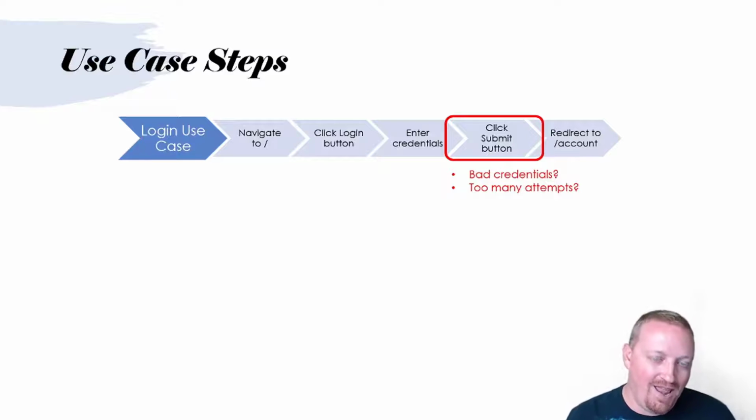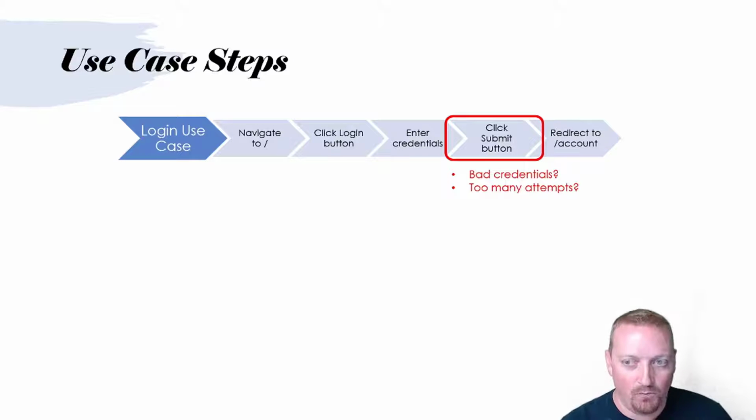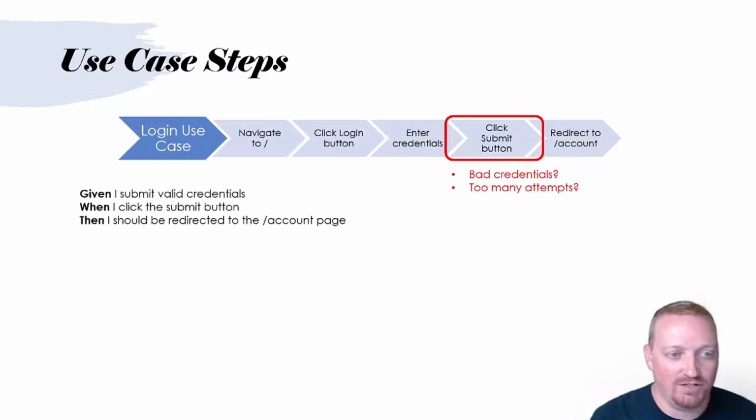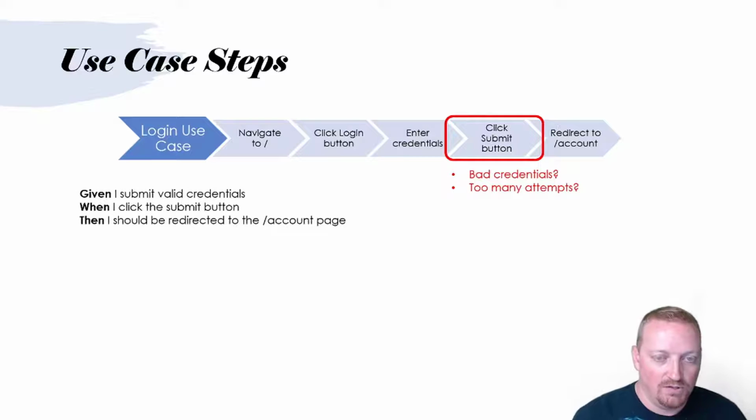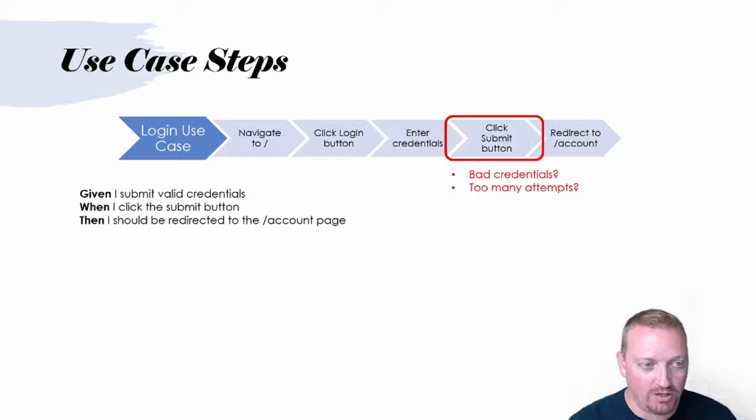When we're looking at the one action of clicking the submit button, we might write out some acceptance criteria that would look like this. So given I submit valid credentials, when I click the submit button, then I should be redirected to the account page. So this is what we call the acceptance criteria. You'll notice that the format that I've written this in is something called Gherkin. So if you've never heard of Gherkin, this is the language.